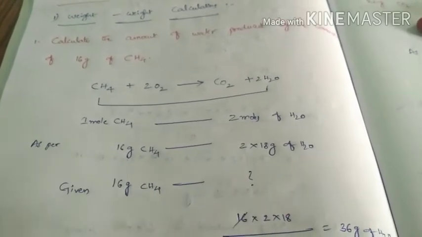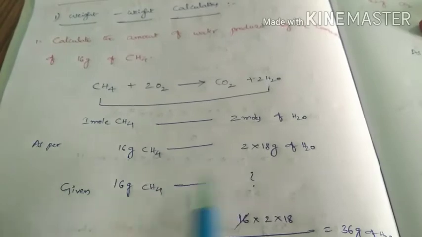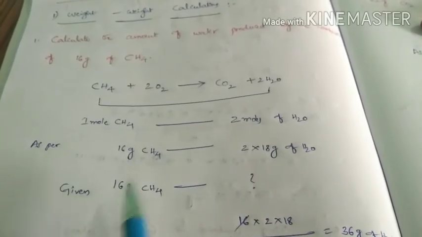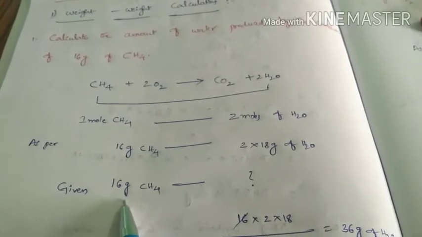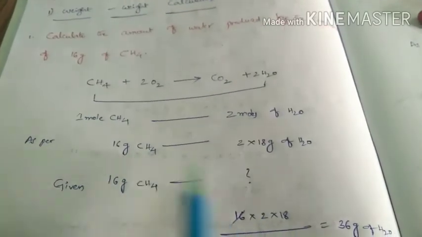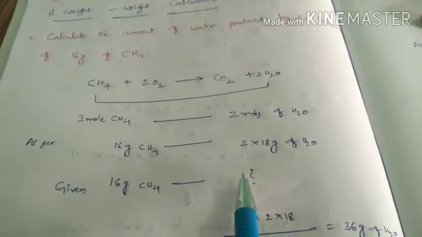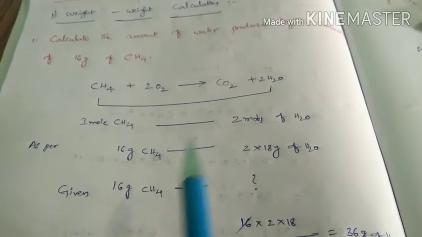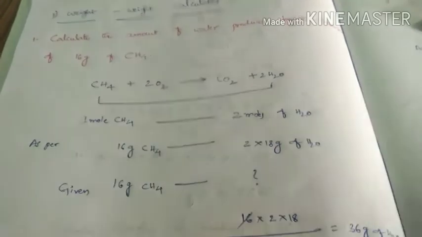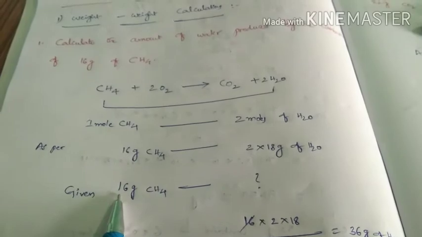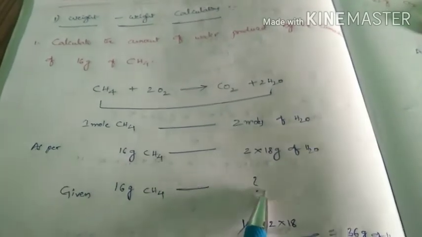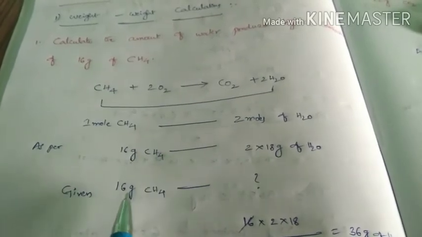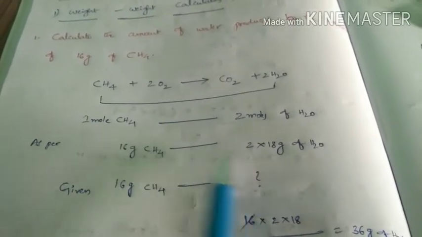We have to do the cross multiplication. When the question mark comes on the right side, the calculation will be this one into this one by this one. When the question mark comes on the left side, then the answer will be this one into this one by this one.